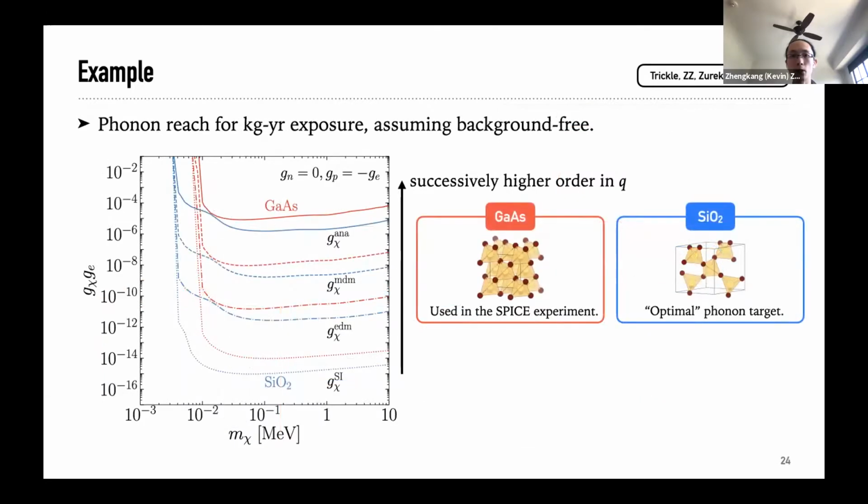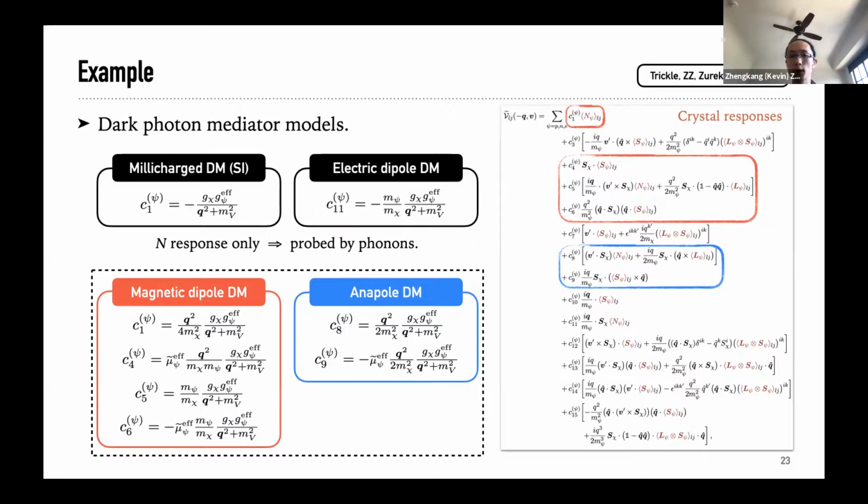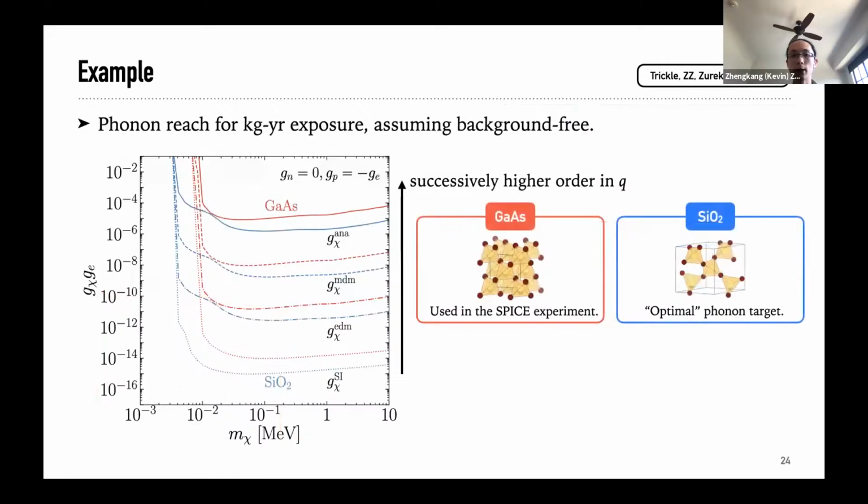So I should mention I'm not going to show the rest of the calculation, but basically the idea is to quantize this effective scattering potential in terms of the lattice degrees of freedom, phonons and magnons, and that will involve some condensed matter details specific to the material we're looking at. But in the end, when we put everything together, we can compute these projected reaches.